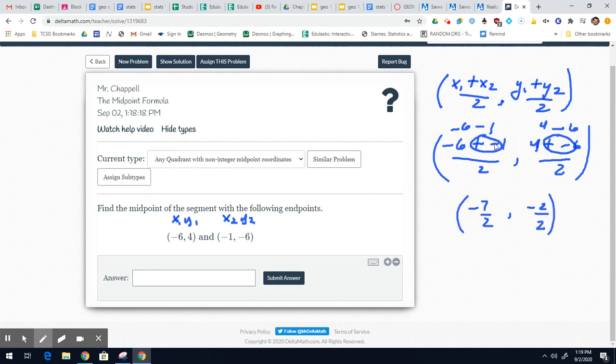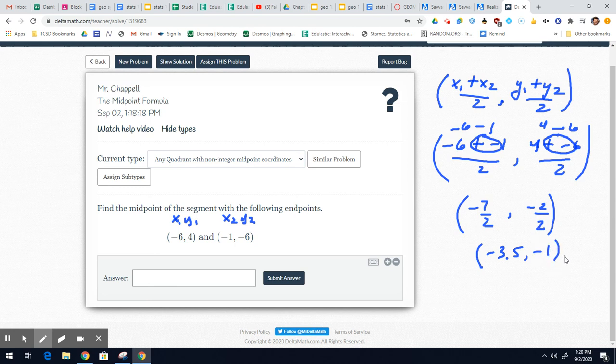And again, if you need help, use a calculator. It's fine. And now we need to divide these two coordinates. Well, -7 divided by 2 is not going to be an even number. So it actually comes out to be -3.5. And again, you can use Desmos graphing calculator to do that. -2 divided by 2 is a nice number of -1.